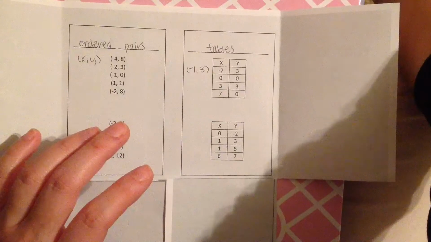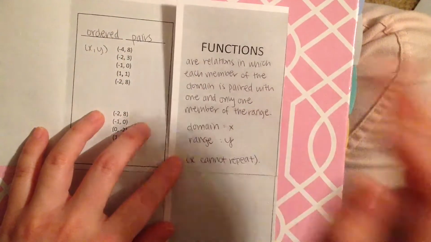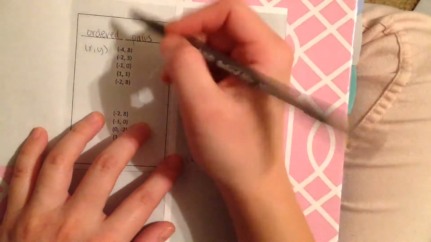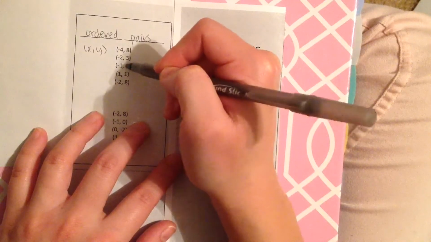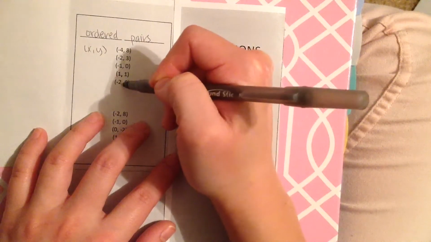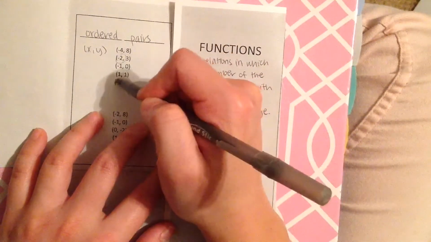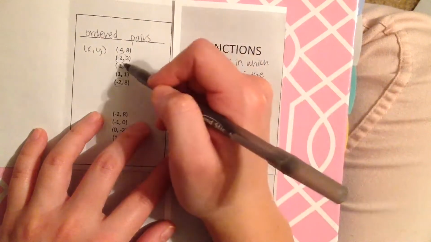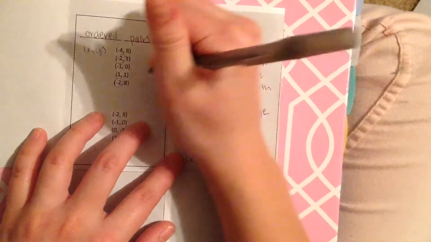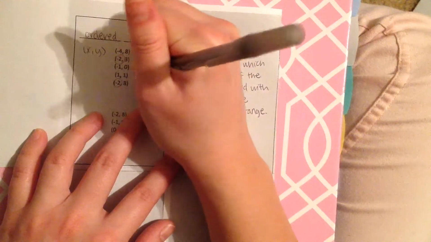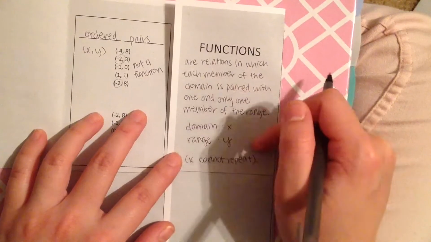So if you look at the first box, we have our ordered pairs. Remember the definition, x cannot repeat. So look at your x values. Remember, x comes first. So we have -4, -2, -1, 1, -2. Right off the bat, you should realize that -2 repeats. It says -2, 3, and then -2, 8. So this is not a function. Why? Because x cannot repeat.